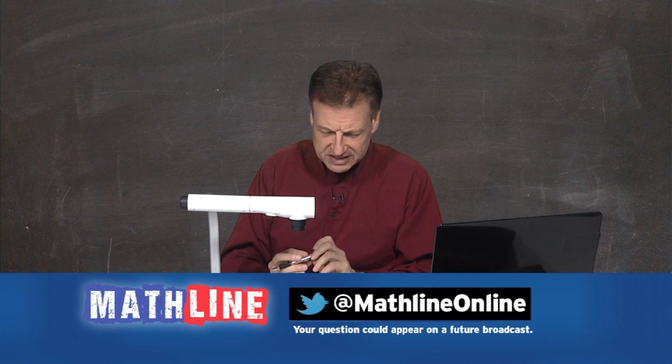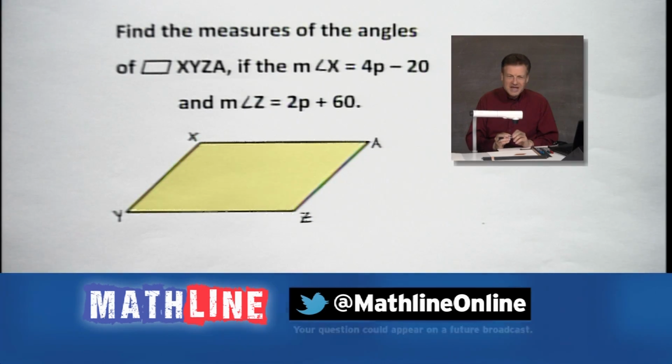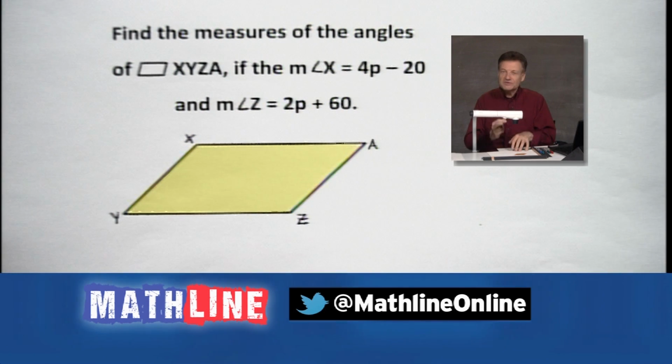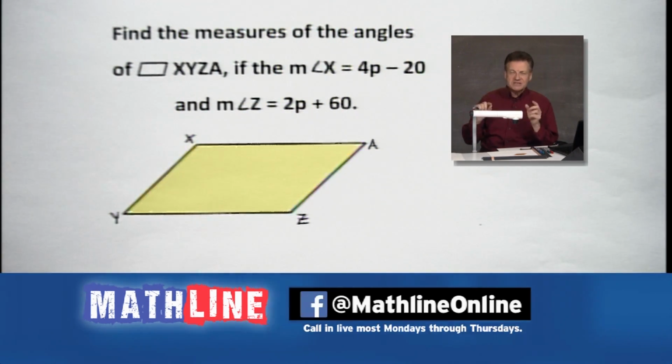Got a sweet-looking problem here. It says, find the measures of the angles. Man, that seems to be the story today, isn't it? Well, angles are relative. How do you know they're relative? Because it depends on, are they opposite angles or are they consecutive angles inside that parallelogram, all right?